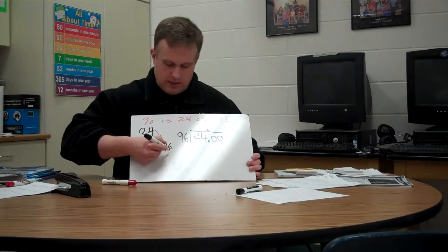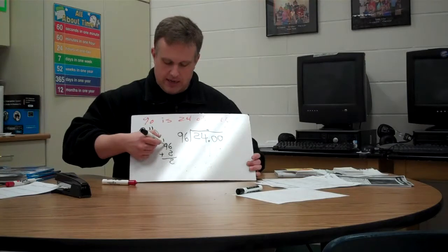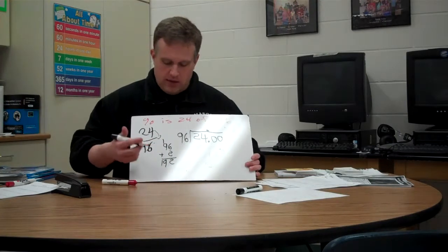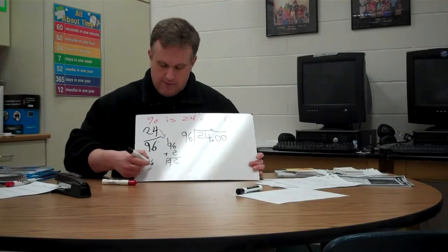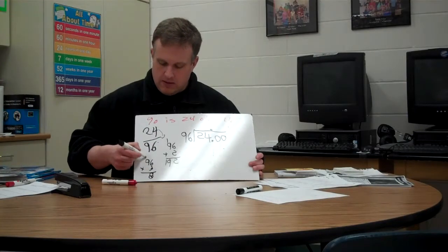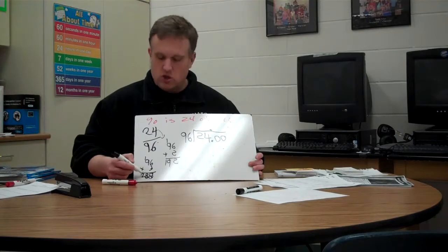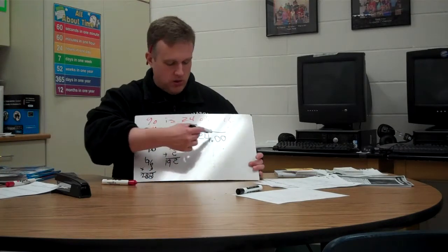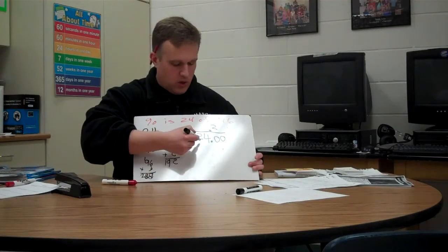So if I do 96 times 2, 2 times 6 is 12, 2 times 9 is 18, plus 1 is 19, I'm at 192. Okay, so I'll go one more just to be sure. 96 times 3, 6 times 3 is 18, 9 times 3 is 27, plus 1 is 28, and I know that is too large, because I can't go over 240, so I know 96 can go into 240 2 times. 2 times 96 is 192.